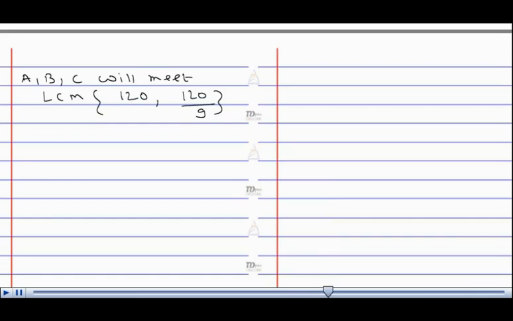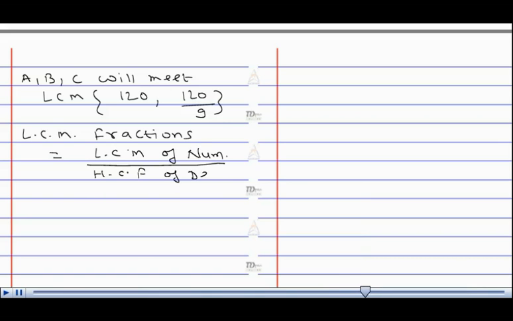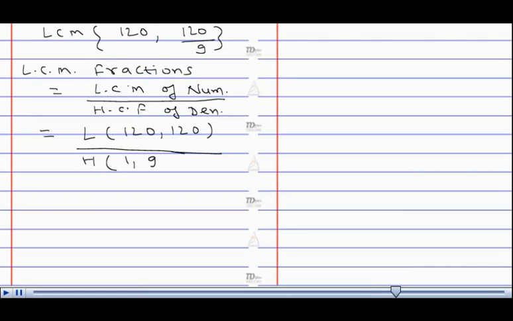Now we have the formula: LCM of fractions is equal to LCM of numerators divided by HCF of denominators, which is equal to LCM of numerators 120 and 120 divided by HCF of denominators 1 and 9, which is equal to 120. Hence, all the three people will meet after 120 seconds.